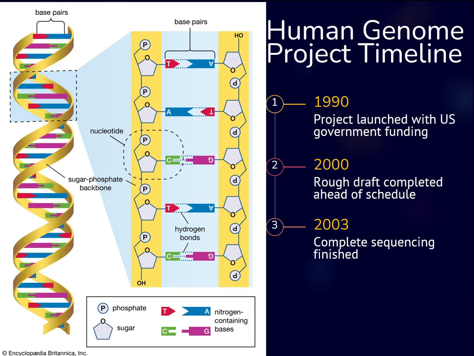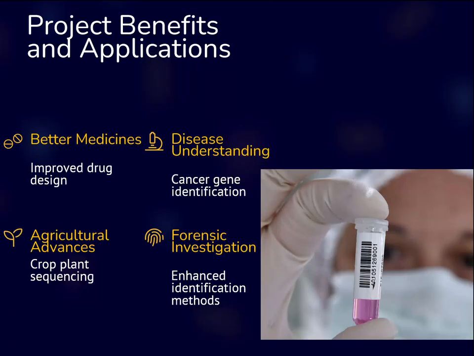The Human Genome Project was an ambitious international effort to map all the genes in the human genome. Initiated in 1990, the project aimed to identify and sequence the approximately 20,500 human genes. By the year 2000, a rough draft was completed, and by 2003, the entire human genome was successfully sequenced. This monumental achievement has paved the way for numerous advancements in medicine and biology.